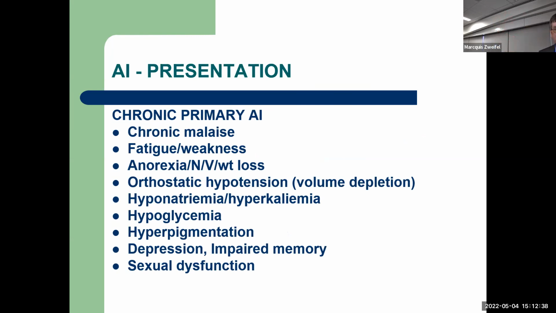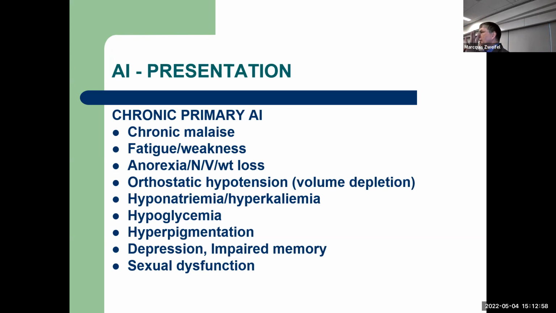Volume depletion, orthostatic hypotension, your sodium and potassium are both screwed up, hypoglycemia. Primary is the pigmentation, okay? So look at the hands and you'll see in the creases become dark.